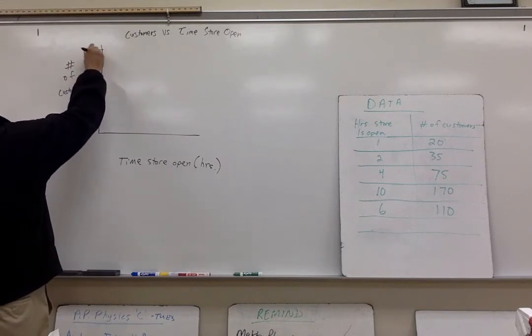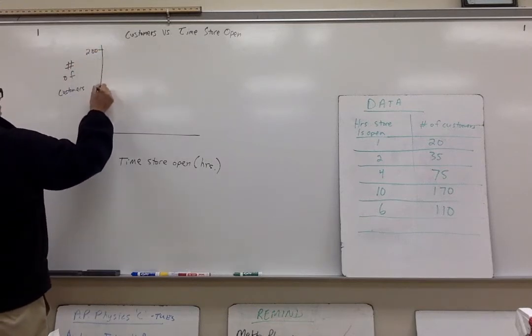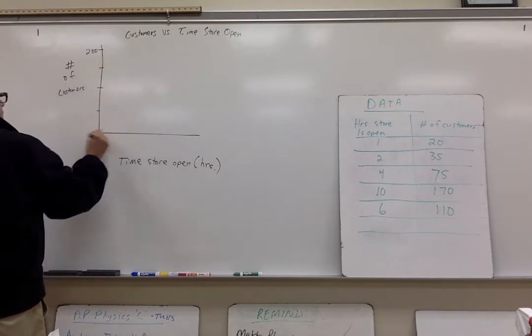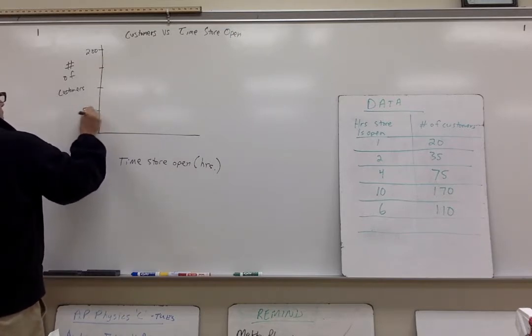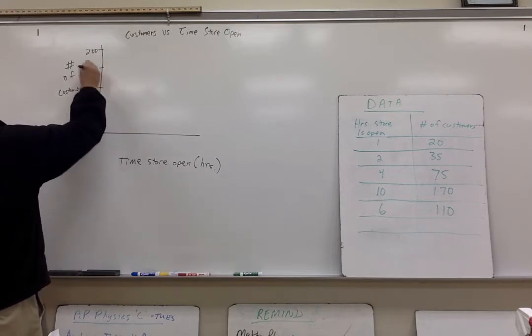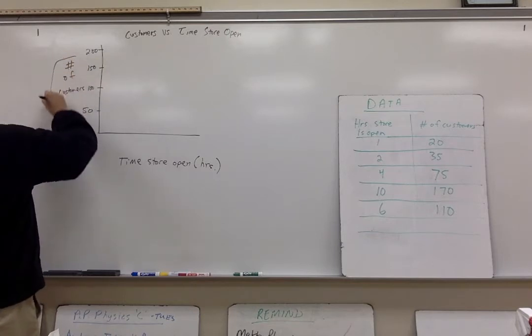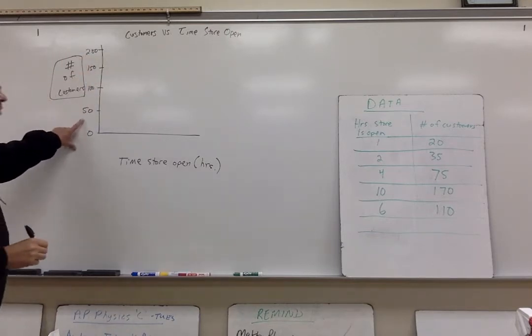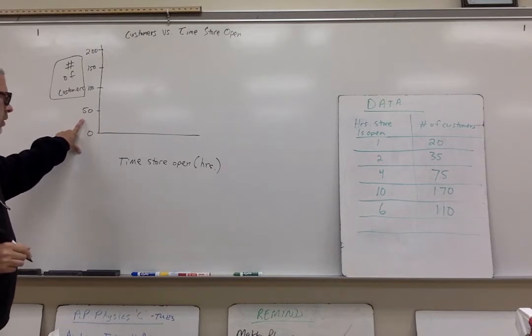So I'll put this as 200. 100 would be here, 150, 50, and 0. And we don't always start from 0. I should probably have had that a little further off to the side. So we don't always start from 0, but many times we will.